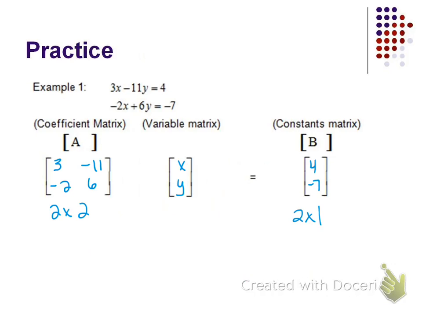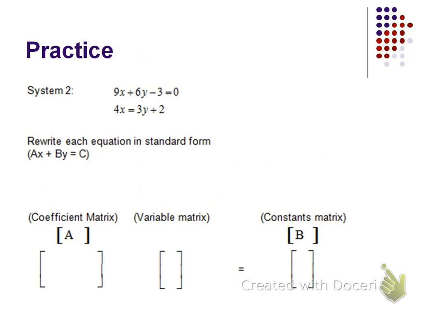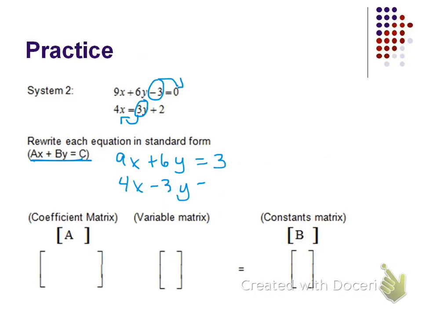Okay, here's this one. So for the second one that we did, what did we have to do before we could make a matrix equation out of it? Oh, we had to move it over. We had to move the -3 to the right. We had to move the -3 and we had to move the 3y. And the reason is because it has to be in standard form. So we needed 9x plus 6y equals 3 and 4x minus 3y equals 2.